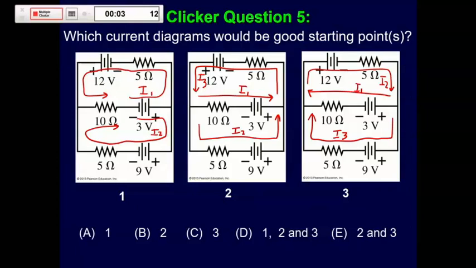All right, so you tell me which one of these pictures would be a valid way of representing these currents here. Talk with your neighbors and see what you think. Again, the first step of a problem like this is breaking it out like that.